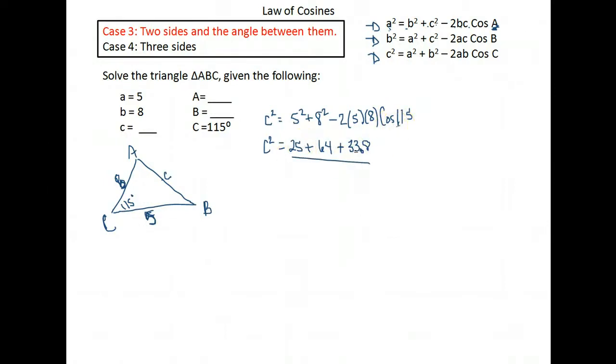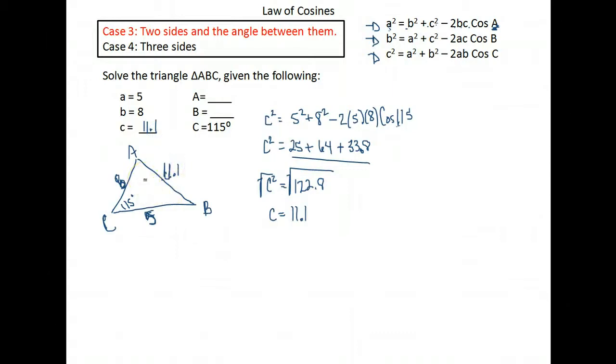Now add those together. 25 plus 64 plus 33.8 gives me 122.8. And finally, all I need to do now is take the square root of both sides. I get 11.08, but I'm going to round that to the nearest tenth, 11.1. Okay, so I found my missing side.